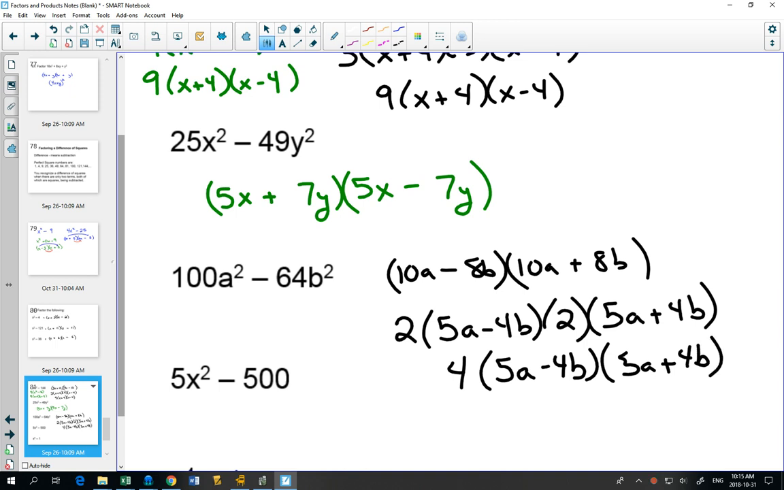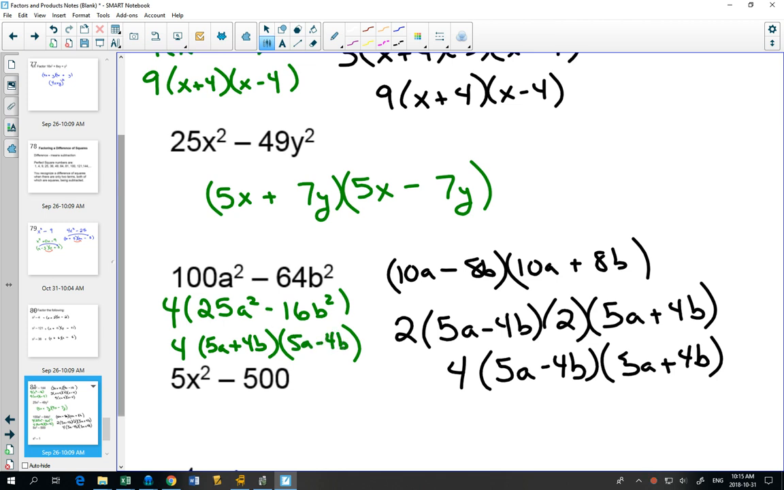Had you noticed right away that there was a common factor? You can divide them both by 2 and then realize, oh, I could divide them both by 2 again. You could have pulled out a 4, making this 25a squared minus 16b squared, 5a plus 4b, 5a minus 4b.